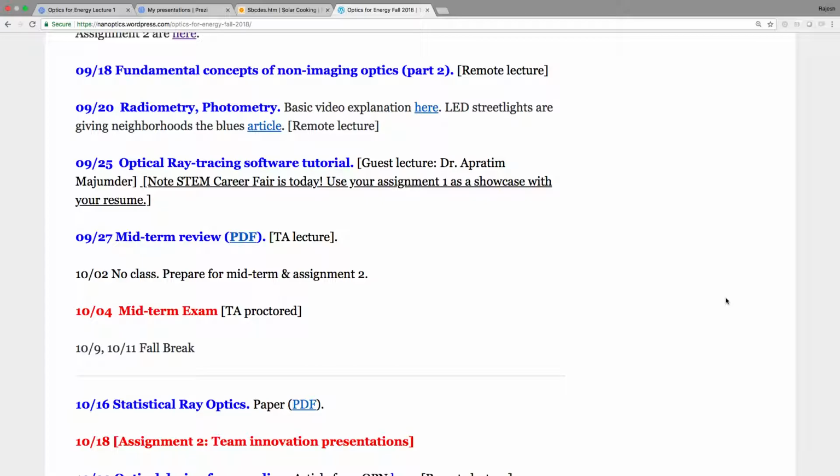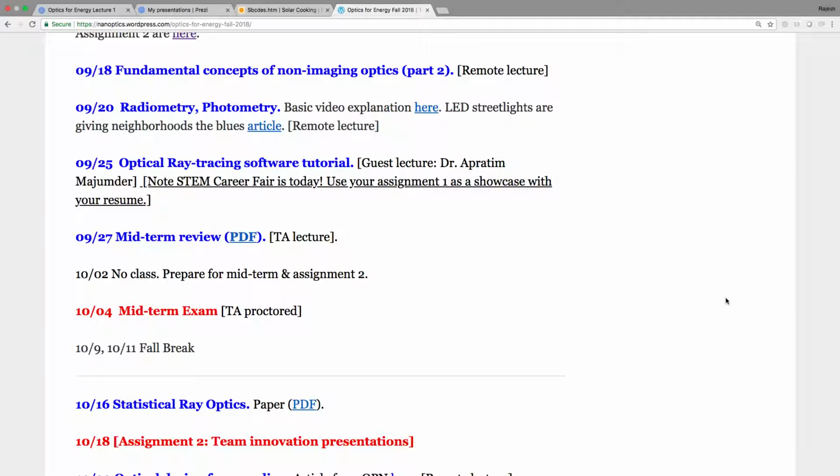After that, we'll talk about ray tracing, optical ray tracing software. Today no one does optical design by hand, just because it's too complicated now. You could have tens of lenses. There's no way you can do it by hand. I mean, you can, but it will take forever. So almost everything is done by computer, which means that we need to also understand the numerical tools that exist and be able to use them.